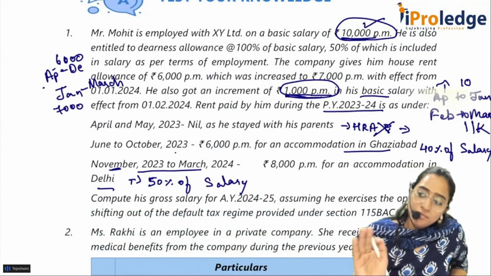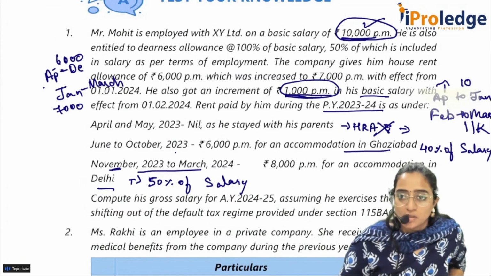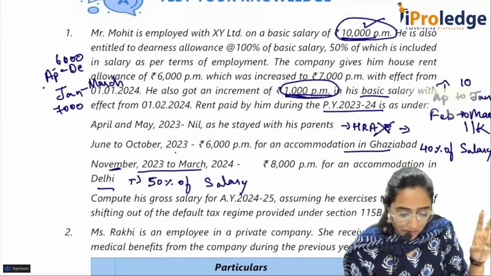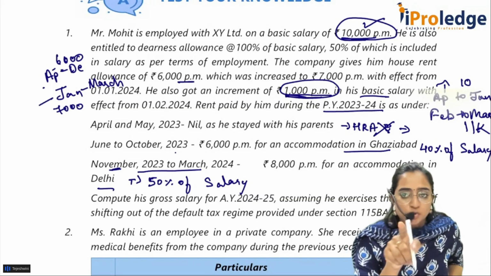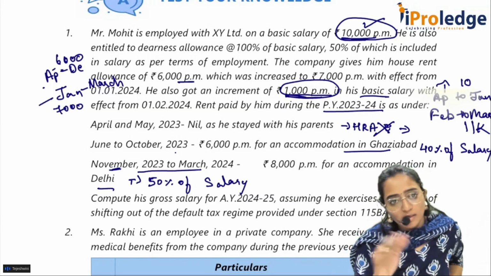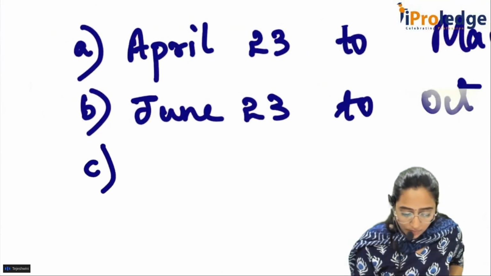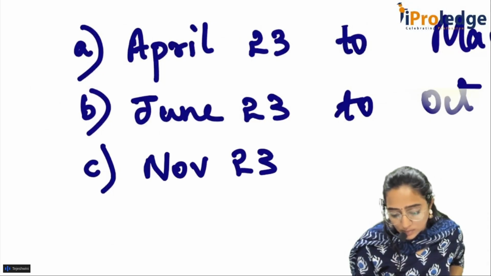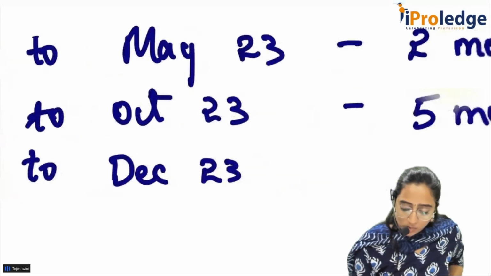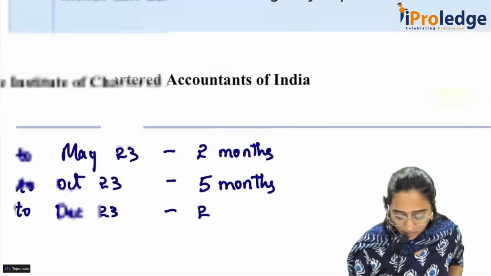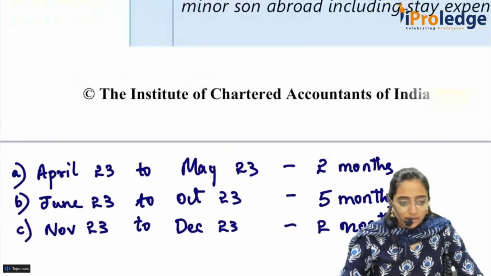From November to March, you have 50% in common, fine. But there are a lot of changes happening from November to March. In November and December, you are receiving HRA of 6,000. From Jan, you are receiving 7,000. So obviously those 2 months should be a separate category. Later on, we'll see. So these 2 months, from November 2023 to December 2023, will be under one category.